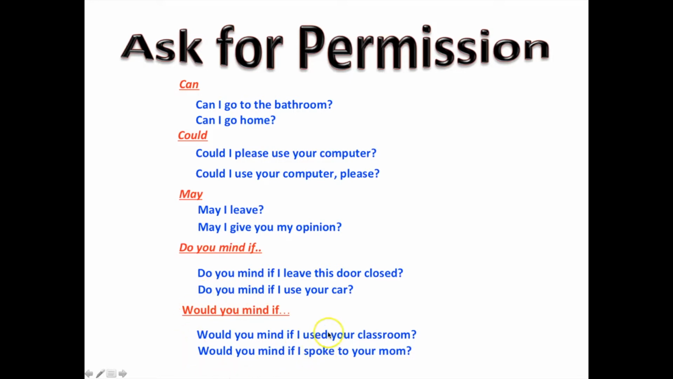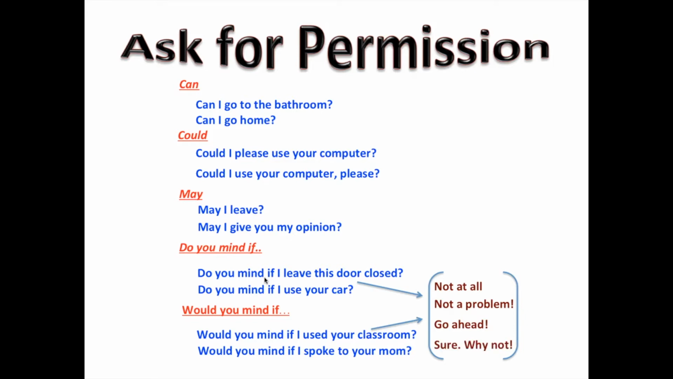Notice here that we have to use the verb in past, because this is part of the conditional type 2. You have to watch my class on conditionals. This is conditional type 2, so the verb has to be used in past. Okay, so we have here several answers that we use for these types of questions with the verb mind. The first one is not at all. The other one is not a problem. The other one is go ahead. And the other one is sure, why not?